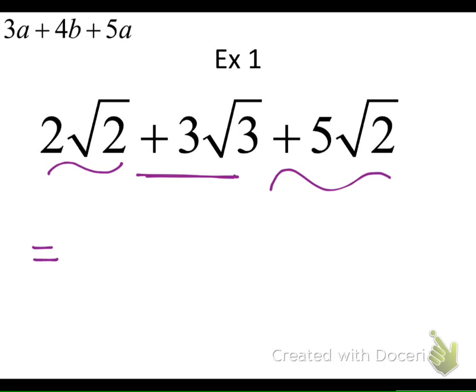So we find the radicand of the like terms, and then we add the coefficients because we have 2 plus 5. So what's 2 plus 5? 7. Now, the radicand stays the same. It does not change. So it's going to be 7 square root 2. Now, we don't have anything to combine with this one, correct? So we just bring it down. What operation sign do I bring down with it? Plus 3 square root 3. That's my final answer.